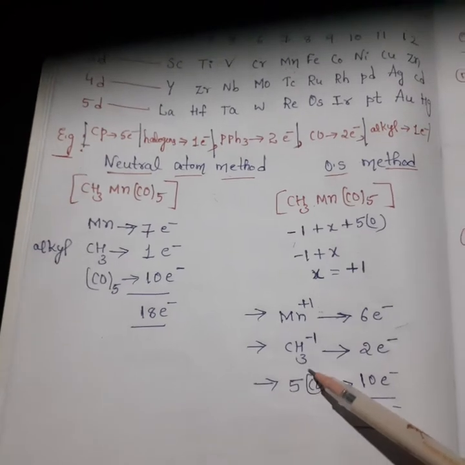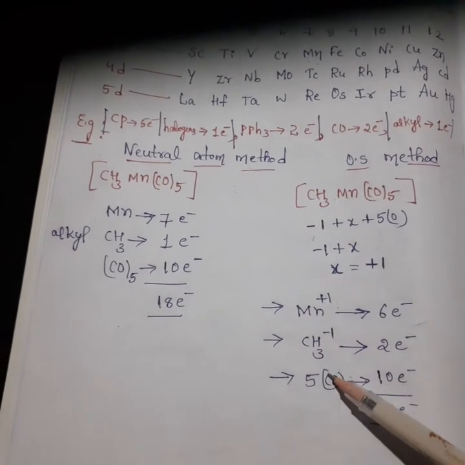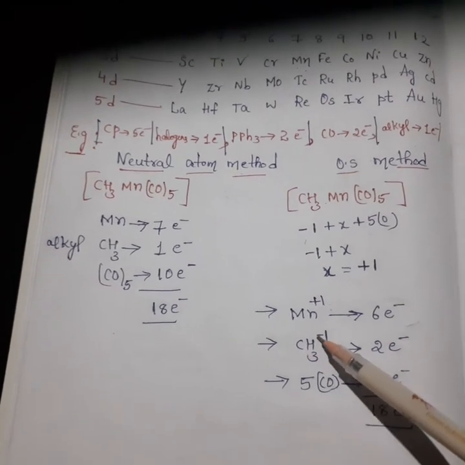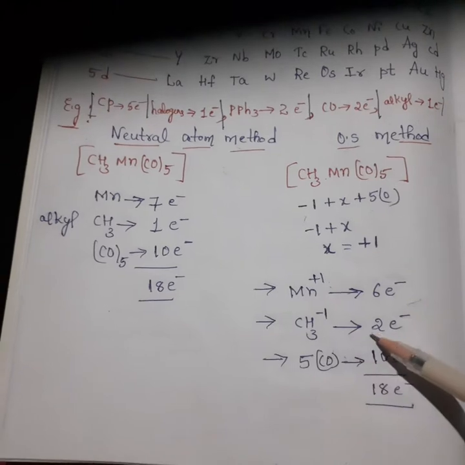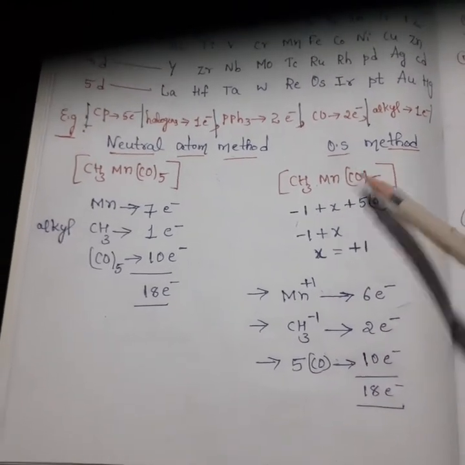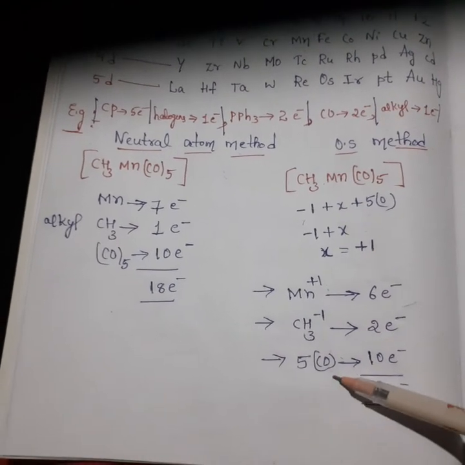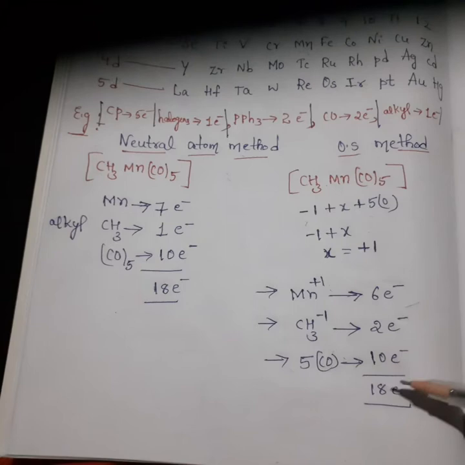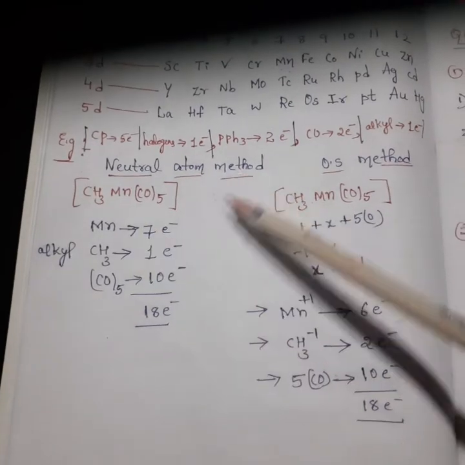Similarly, methyl, already we discussed alkyl group means 1 electron contribution. And here its charge is -1, that's why adding 1, so here we get 2 electrons. Similarly, here they have given 5 carbonyls. 1 carbonyl means 2 electrons, so 5 carbonyl groups means 10 electrons, so 18 electrons. So we can say that the given complex is stable.